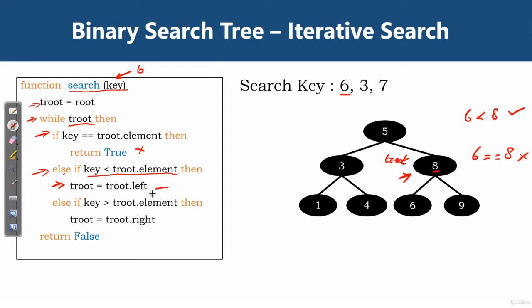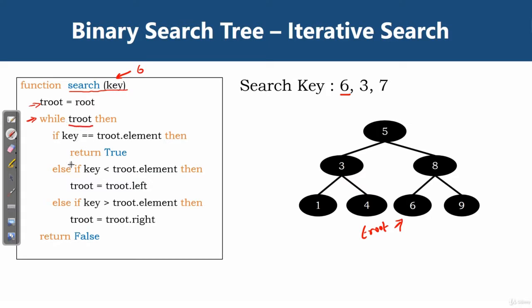This statement will move the reference of troot to the root of the left subtree of node 8. 6 is the left subtree of node 8. So troot will now point to node 6. Since we are in a while loop, the condition of the while loop is checked. That is, troot is still referencing a node, so troot is not null. So the if statement is executed. In the if statement, we have key equal to troot.element. That is, the key is 6 equal to 6, the element within the node. Now this condition is true, so the statement within the if statement will be executed. That is, return true. That is, the element 6 is found in the binary search tree.